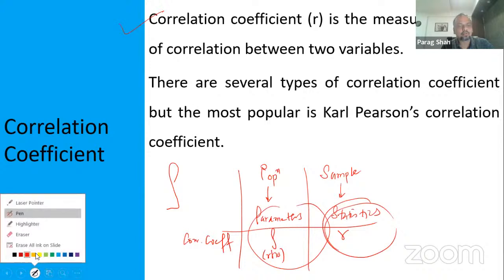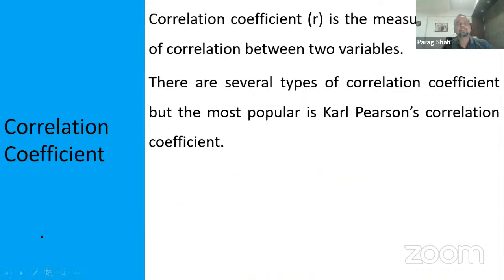So what is the correlation coefficient? Ultimately, it measures the extent of relationship between the two variables. And there are many methods to find the correlation coefficient: Karl Pearson, Spearman's, and many more. But the most famous is Karl Pearson, the frequently used measure or formula.